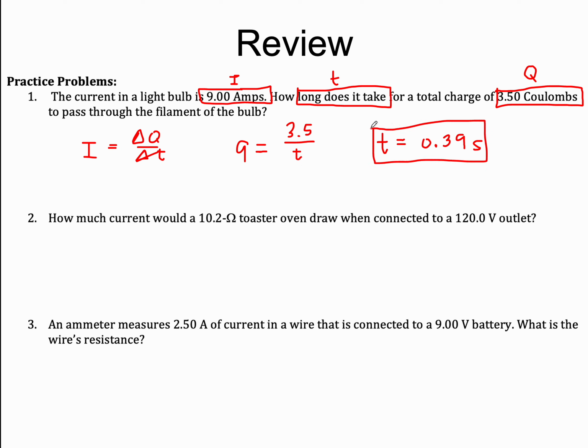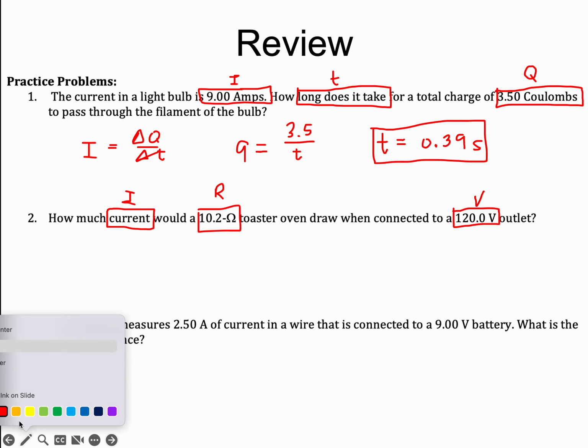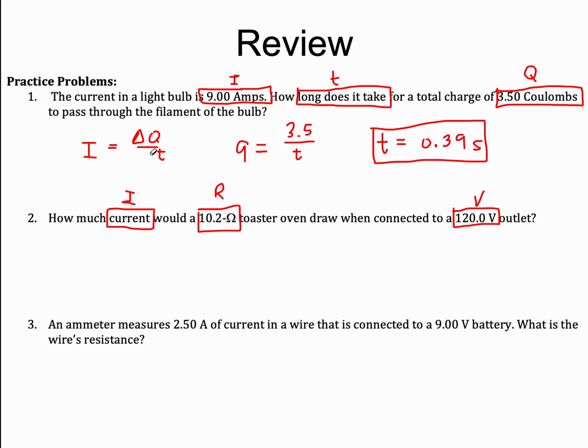All right, number 2. How much current, so we're looking for current again, and just learning the variables is probably the hardest thing in this chapter because you're like, oh, current should be C. Current's I, and we have resistance. 10.5 ohms is the unit for resistance. And we have this. What's this? Yeah, it's voltage or electrical potential. It's V. What equation from your sheet? Ohm's Law is probably the one you want to use.